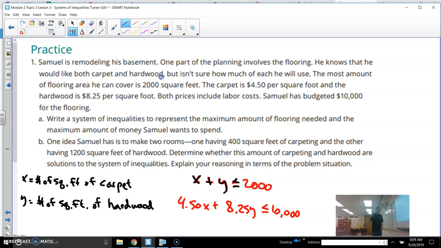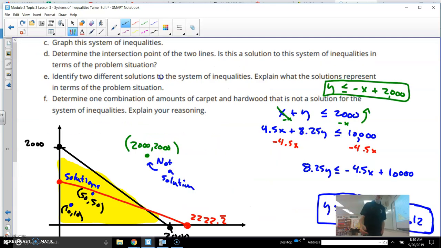And then you have another statement that's all about money. All of the values that have price tags in front of them, those dollar signs, those all go together, because $4.50 per square foot of carpet, $8.25 per square foot of hardwood, this cannot exceed $10,000. So now we're going to talk about graphing those ideas along with testing certain ideas.